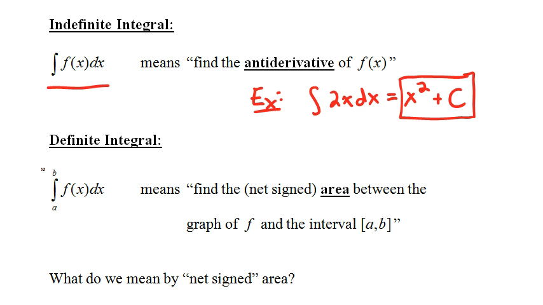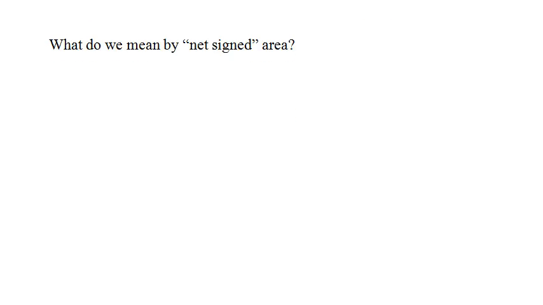But one thing I do want to point out is that a definite integral really has a technical definition that involves Riemann sums, but we're not going to worry about the technical definition right now. We're just going to get the basic idea of what a definite integral is all about. So find the net signed area between the graph of f and the interval a to b.